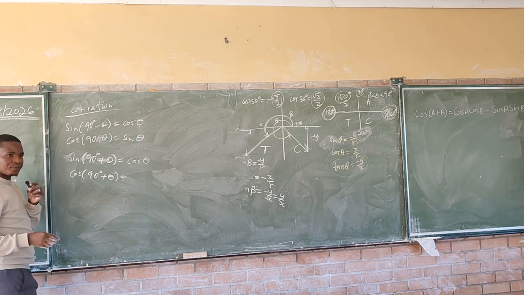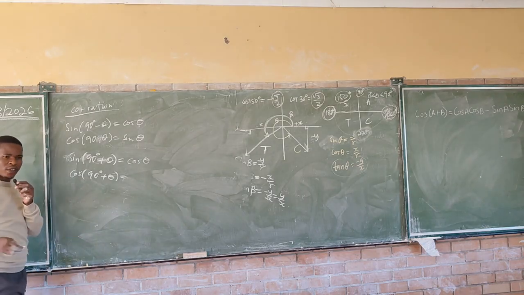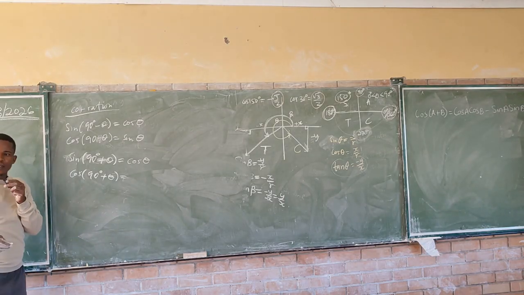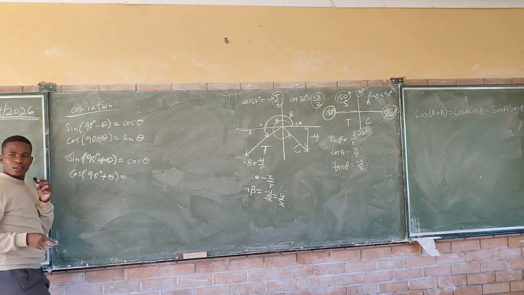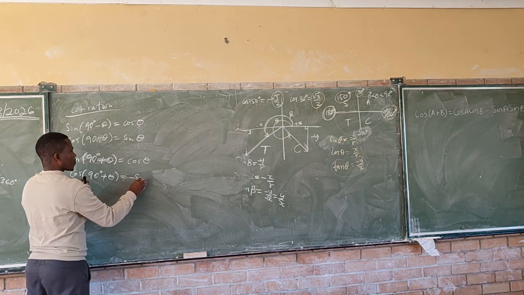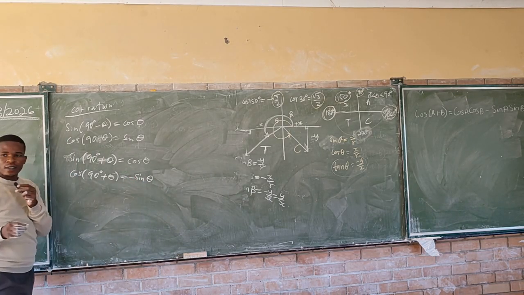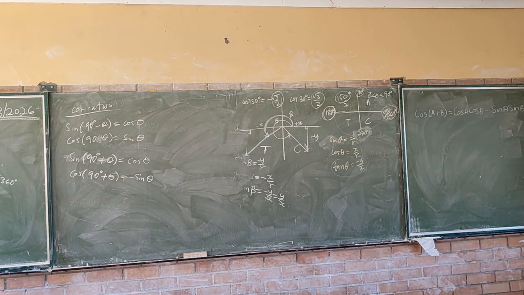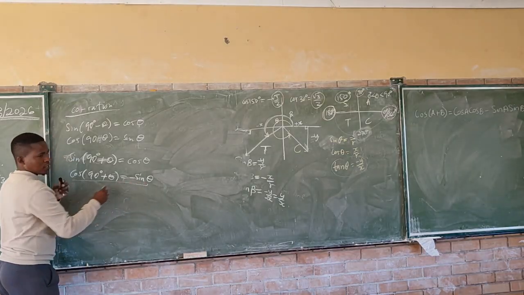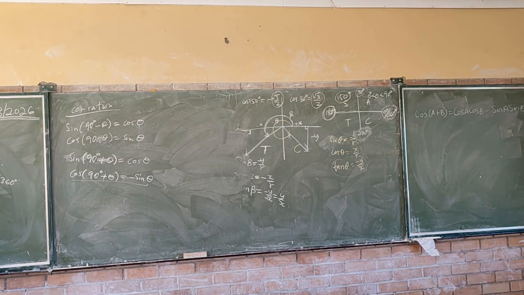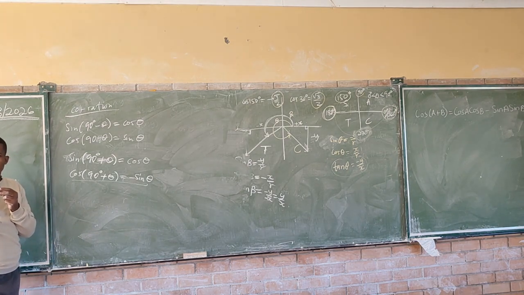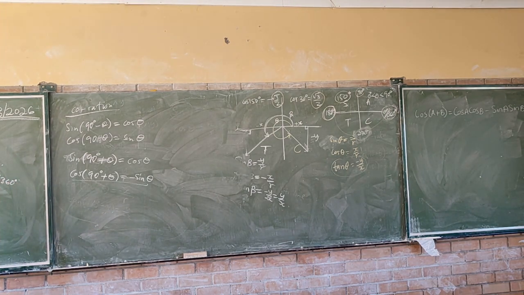What are we going to have? That will be negative sine theta. Take note of that: negative of sine theta. So these are the co-ratios. Whenever you see 90, it means you must change the function, from sine to cos, from cos to sine, depending on what you are given.